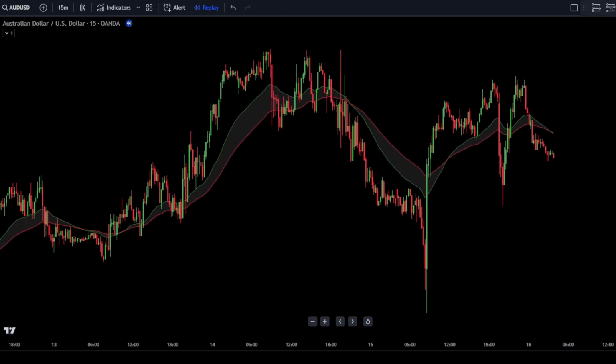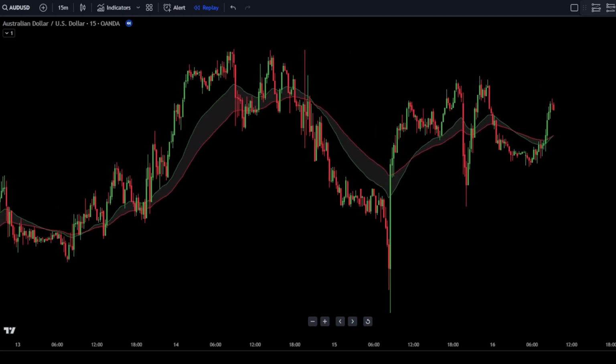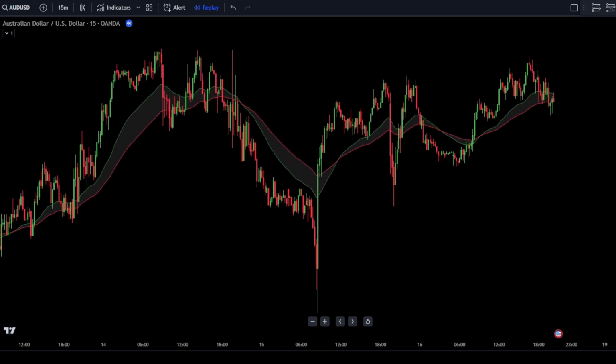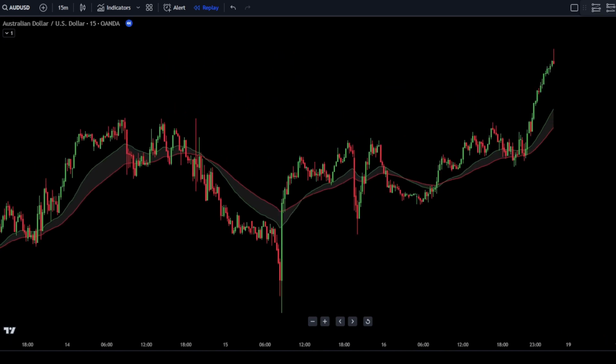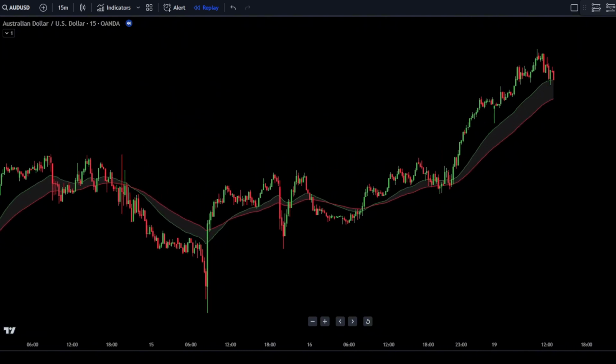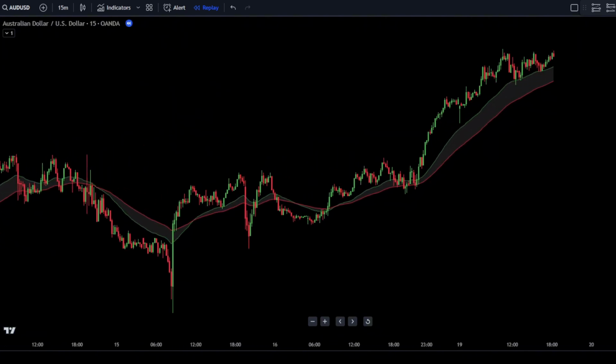Have you ever felt unsure about when is the right time to enter the market? Worry no more, because today I'm going to share a super accurate pullback strategy using only 2 indicators. Yes, just 2 simple indicators from Tradingview that can transform the way you trade.